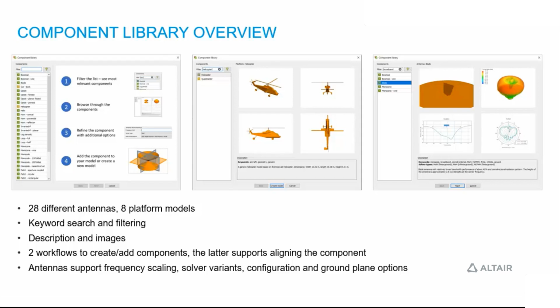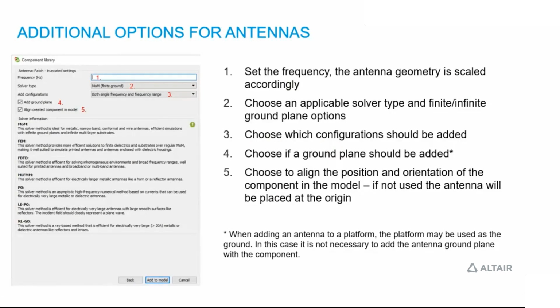The antennas are versatile in their definition to support frequency scaling, the use of different solvers, and the option to include a ground plane with the antenna. When antenna components are added, a set of drop-down boxes and checkboxes can be used to customize the component for the specific application. Most importantly, the models have been designed to be fully scalable according to the frequency. When antennas will be used in an antenna placement application, typically the option to add a ground plane is unchecked.